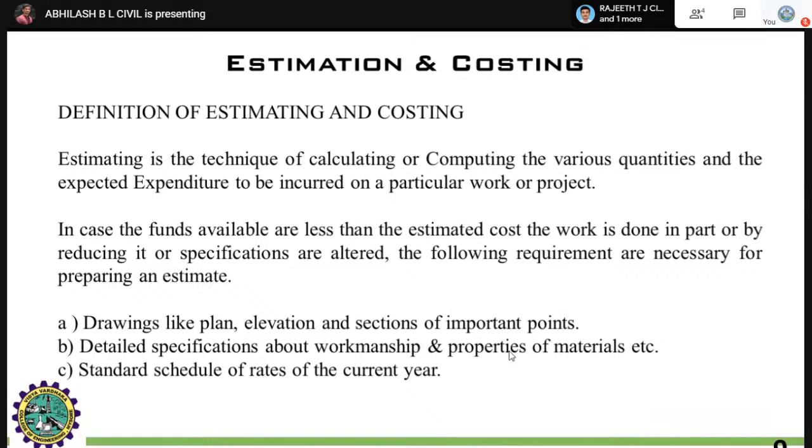Estimating is a technique of calculating or computing the various quantities and the expected expenditures to be incurred on a particular work or project, right? Starting from the sketch till the completion of a project, what are the different expenditures that are going to take place in the particular construction? You have to mention them in the DPR or BOQ, right? Here DPR represents detailed project report, and BOQ is bill of quantities.